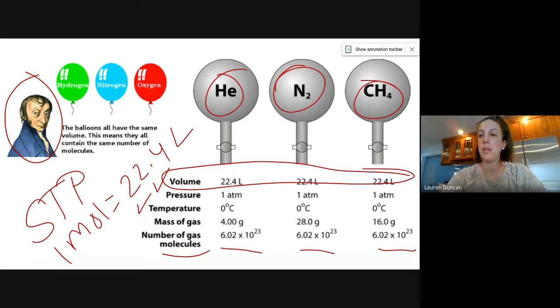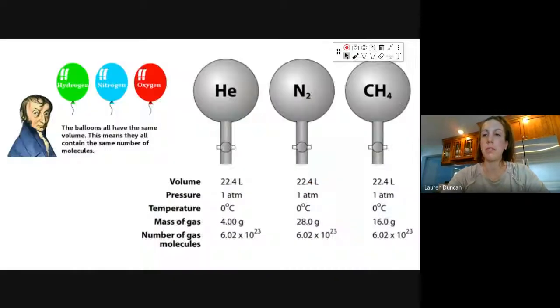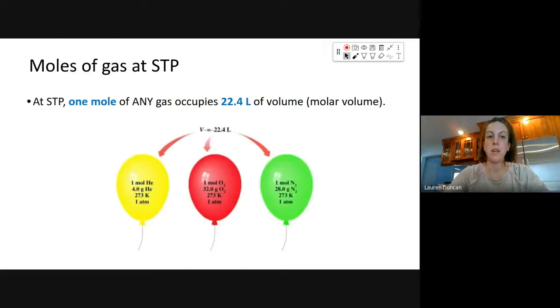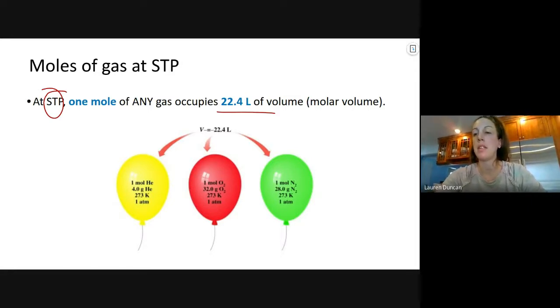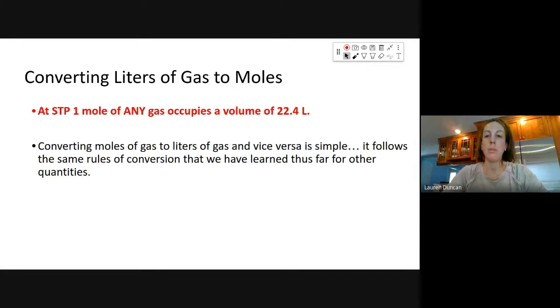Oops. There we go. All right, so here's the notes, finally. So basically where we're going today is here. We're saying if we have 1 mole of any gas, particularly if that gas is at standard temperature and pressure, that gas will occupy exactly 22.4 liters of volume. So 1 mole of any gas at STP takes up 22.4 liters of space. Okay, so then we said that.